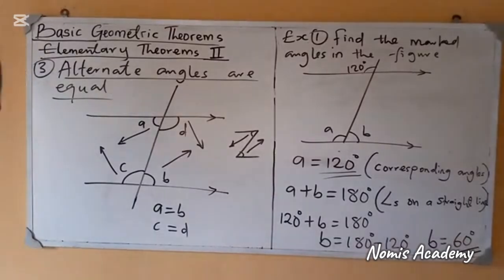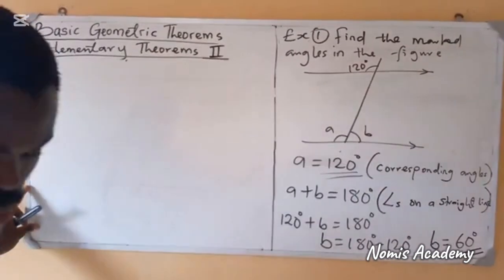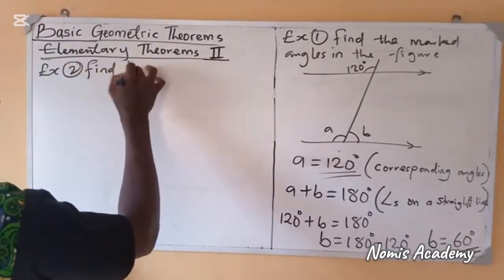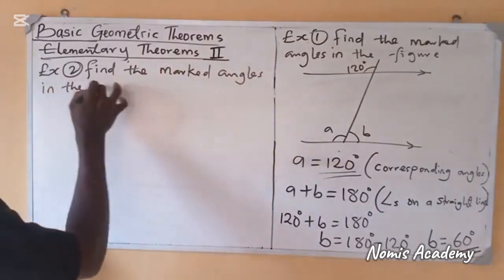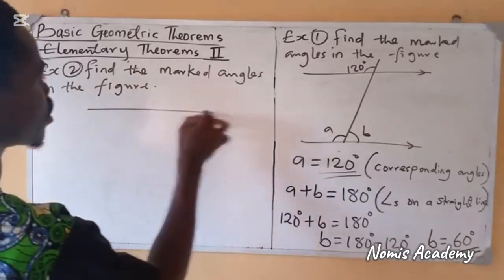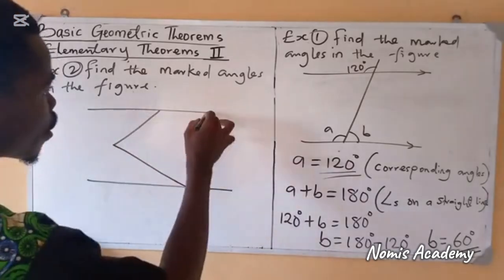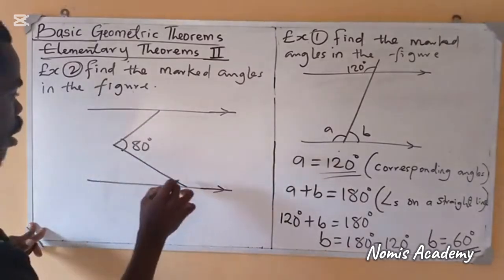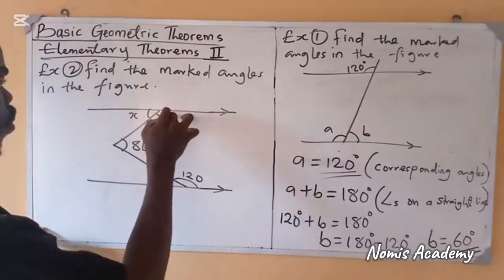All right. So let's pick one more example under this. Example 2. Find the marked angles in the figure. Okay, we have this and this. So these two lines are parallel lines. This angle is 80 degrees. Okay, this angle is 120 degrees. So here we are asked to find x and y.